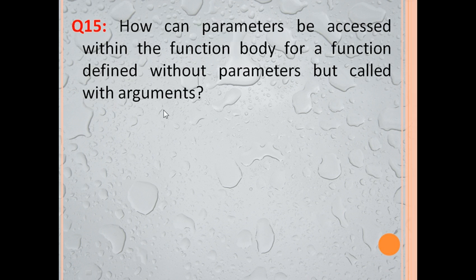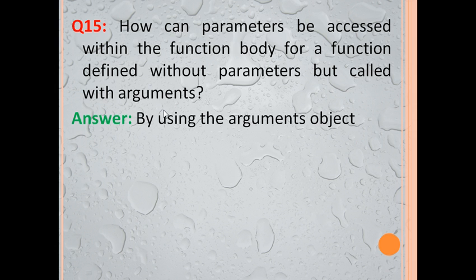How can parameters be accessed within the function body for a function defined without parameters but called with arguments? By using the arguments object. Now, arguments is an object that contains each parameter passed in the function call.